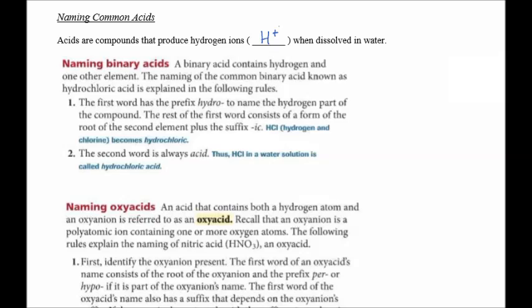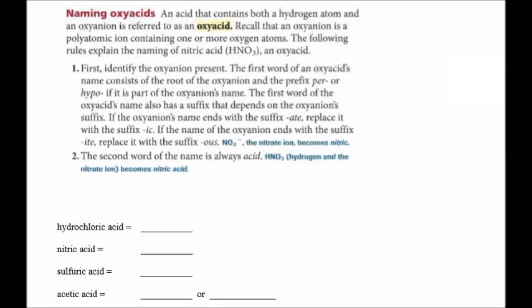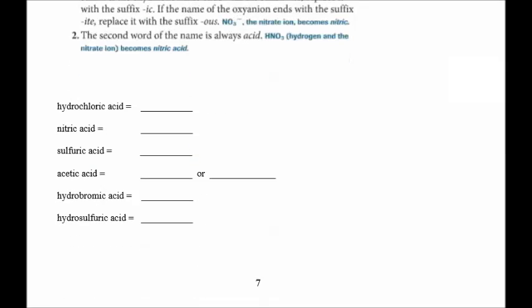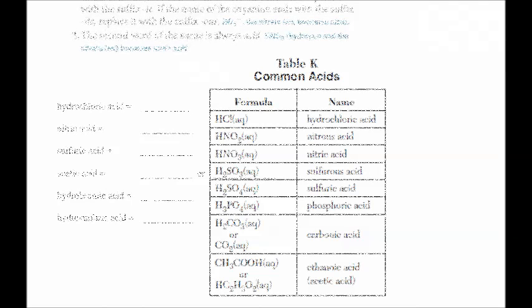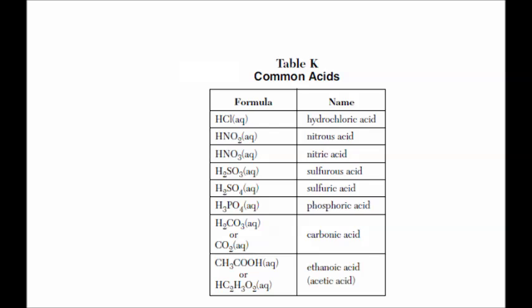And this whole page is about naming acids, but we're going to skip down to the bottom and just look at how to name these acids. To name them, we're going to use table K. So if we look at table K, we have two kinds of acids here. One is just hydrogen and an element, in which we just say hydro instead of hydrogen. And chlorine becomes chloric, not chloride. So HCl is hydrochloric acid.